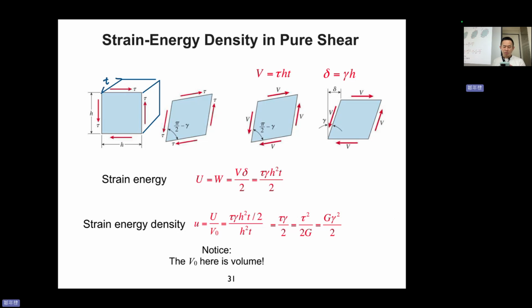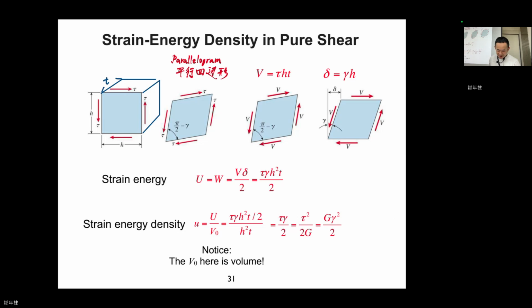Parallelogram. Parallelogram. 平行四边形. Too hard! Parallelogram. 平行四边形. All right.